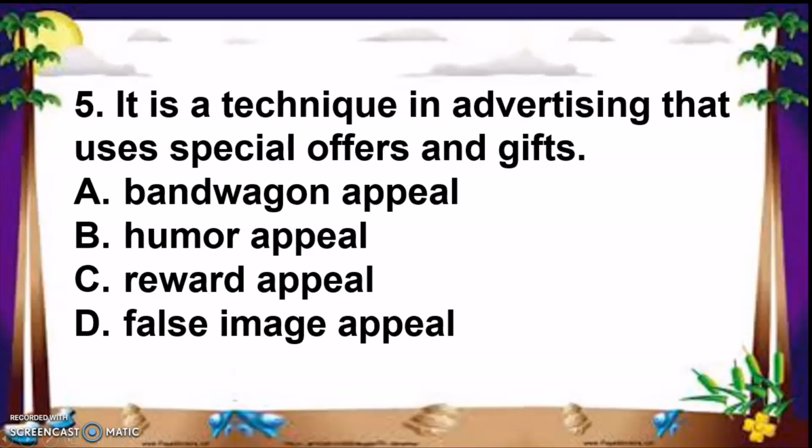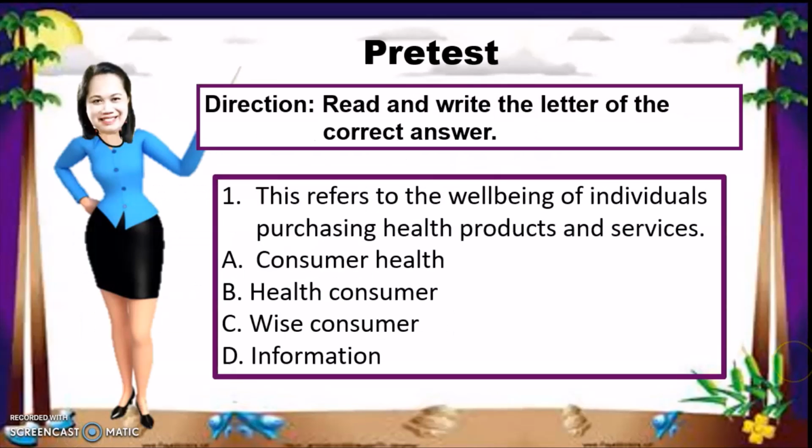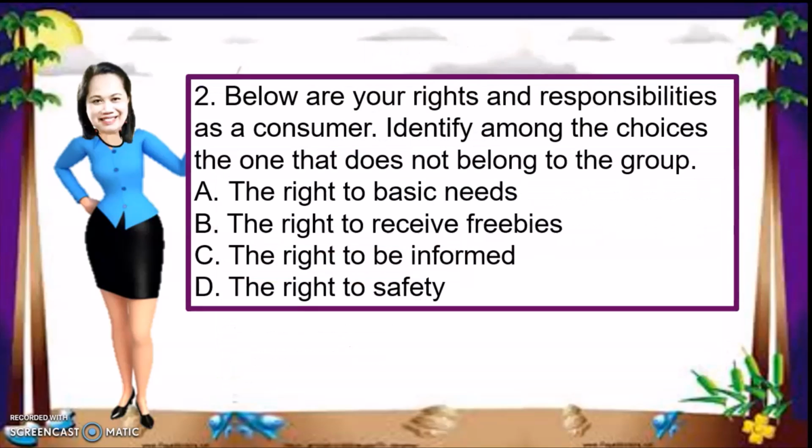Okay, now, will you check your own paper? Be honest. Now, let's go to number 1. So, what is your answer in number 1? Yes, it is consumer health. Very good. Now, let's go to number 2. What is your answer? Correct. It is letter B, the right to receive freebies. This does not belong to the group.